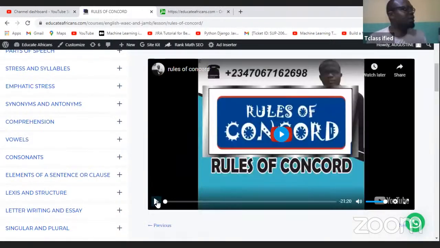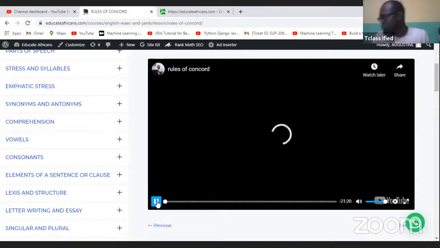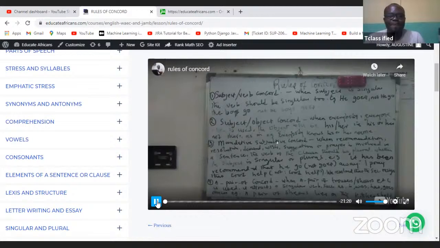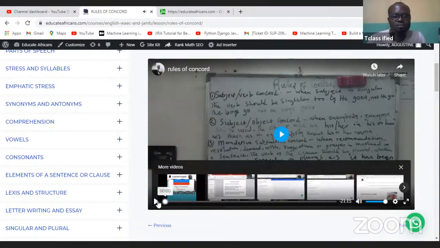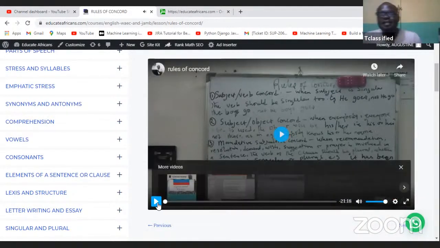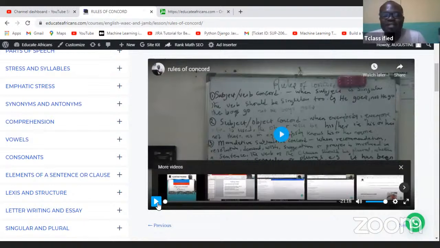So let's look at rule number 1. The first rule is the subject verb concord. And that's the one I've explained already, and that's the first question on the other slide that we were on. So this first rule is called the subject verb concord. That means whenever there is a singular subject, there has to be a singular verb.